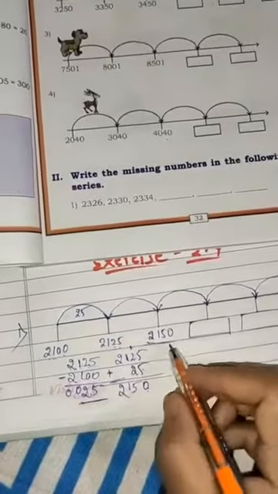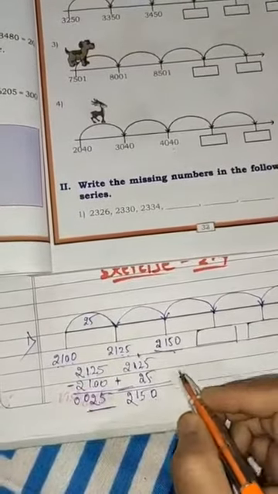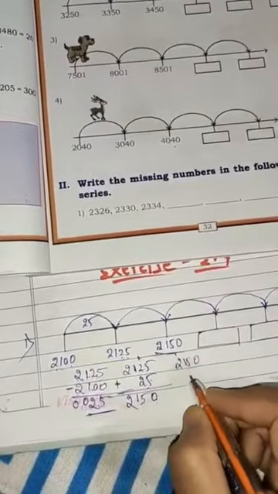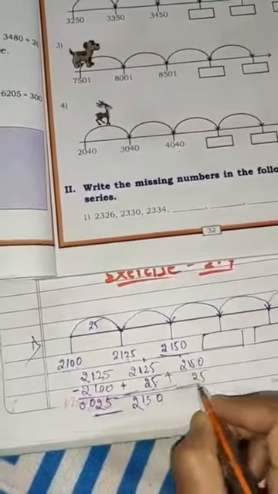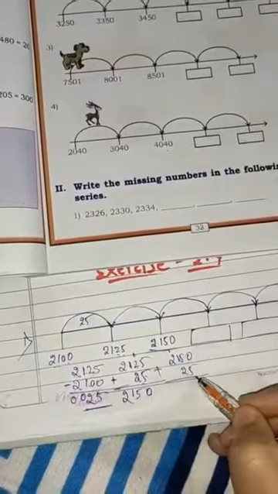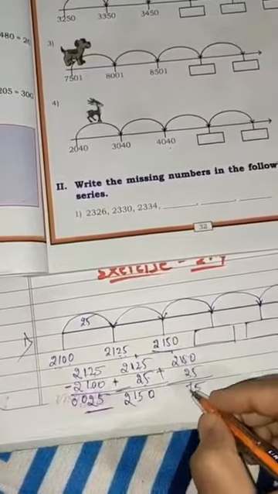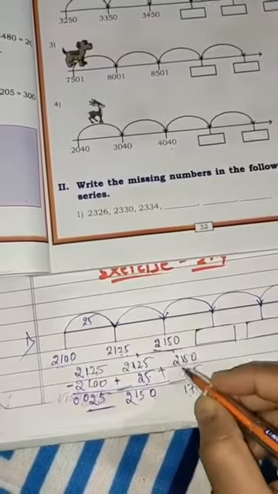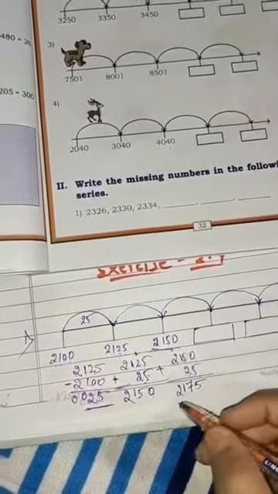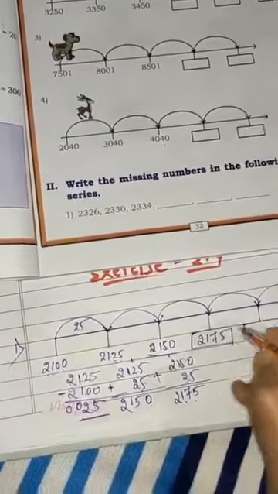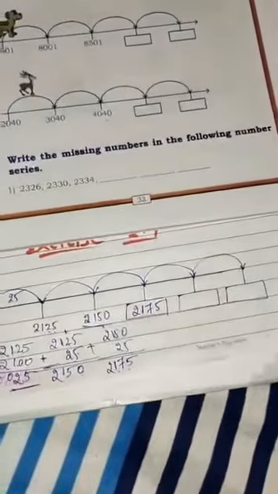Okay. Next one. What do we have to do? Yes, we have to add again 25 to this number. 2150 plus 25. Right. So 0 plus 5 is 5. 5 plus 2 is 7. 1 will come down. This 2 is here. So 2175. 2175. Next, again what do we have to do?